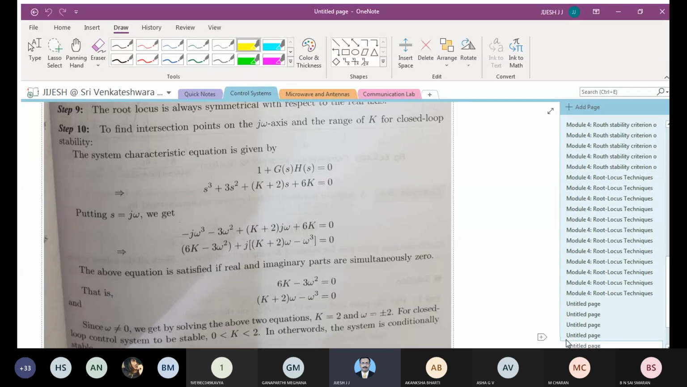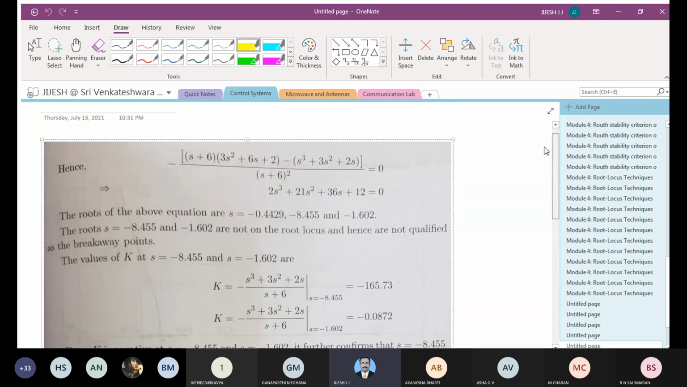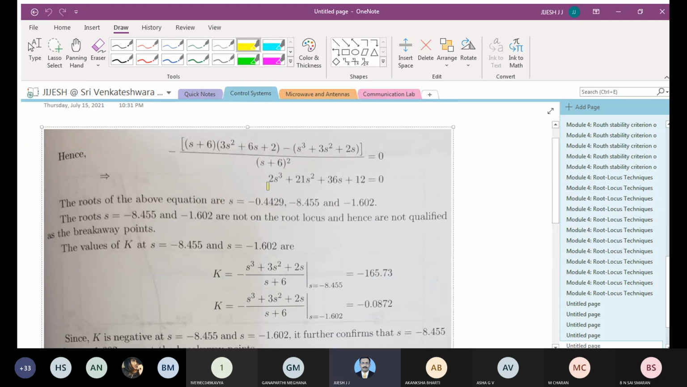So when you do that, you get it as 2s cube plus 21s square plus 36s plus 12 is equal to 0. And you have to find out the roots. You get it as s is equal to minus 0.4429, minus 8.455 and minus 1.602. So you have to see with respect to the poles and zeros whatever you have obtained.